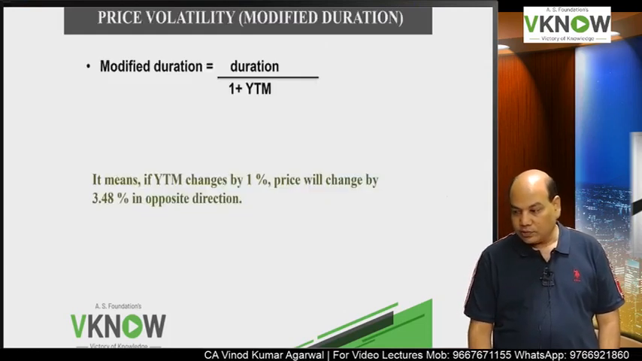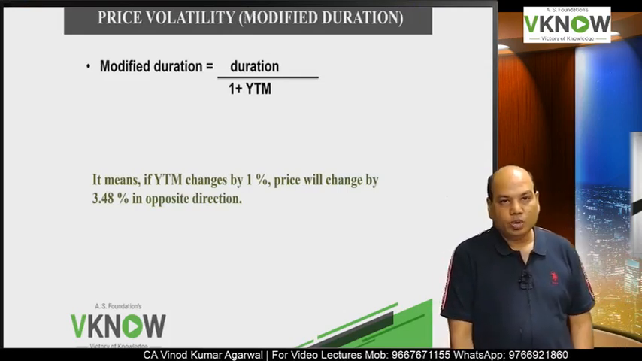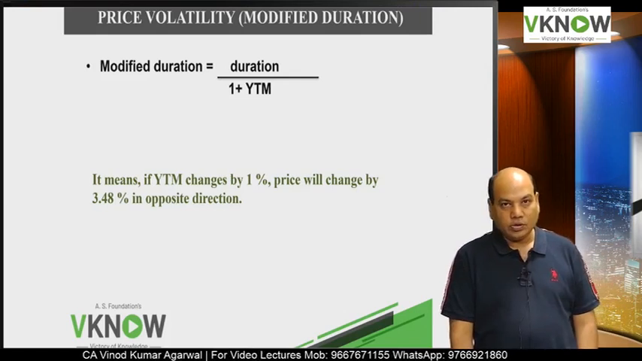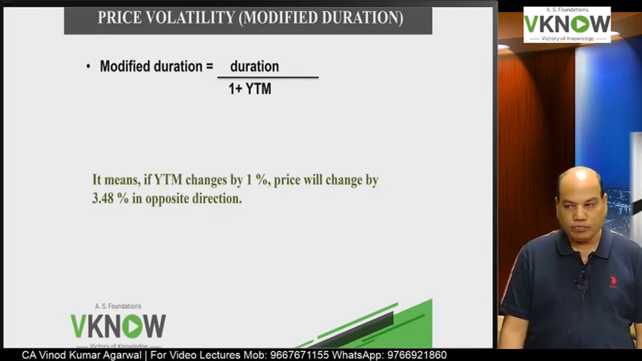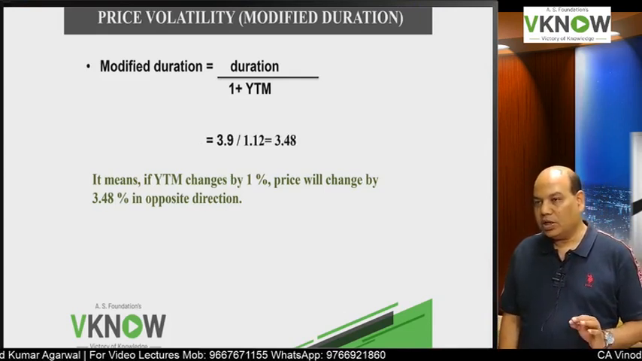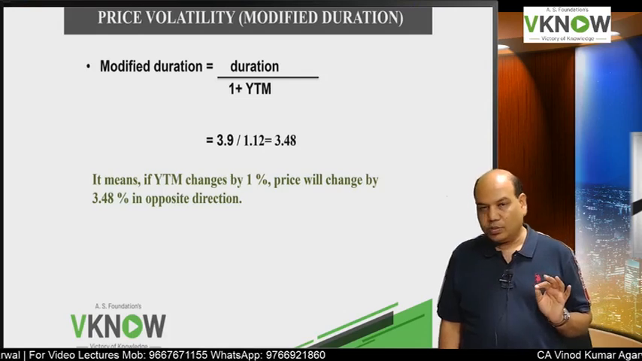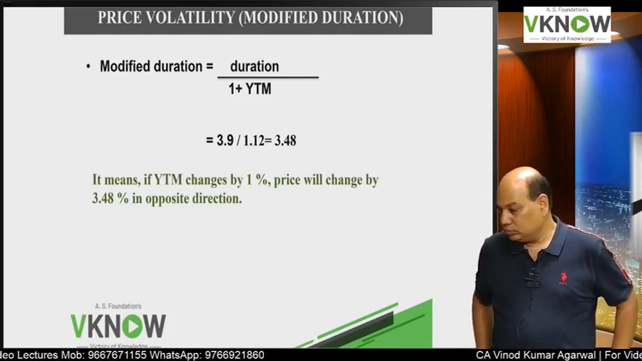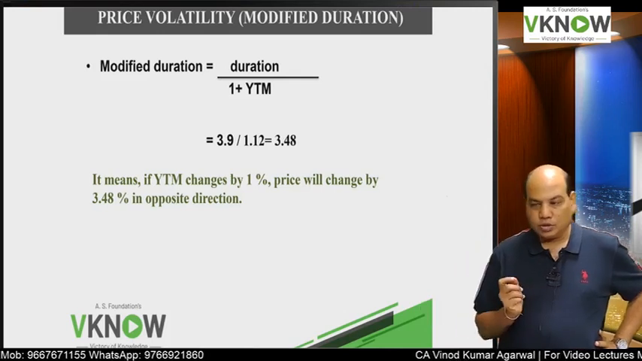Now write down the next line, price volatility. Price volatility means modified duration. Modified duration is equal to duration upon 1 plus YTM. 3.9 upon 1.12, and that is equal to 3.48. Is that right, 3.48? So how do you interpret that modified duration of 3.48?